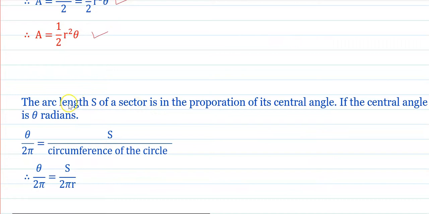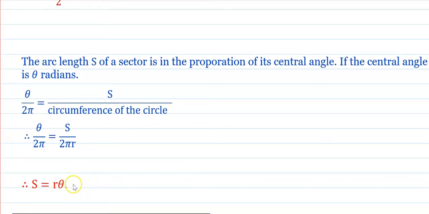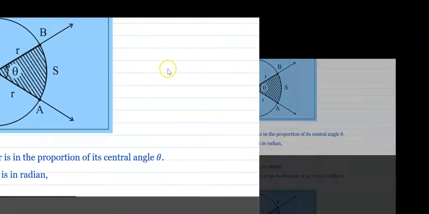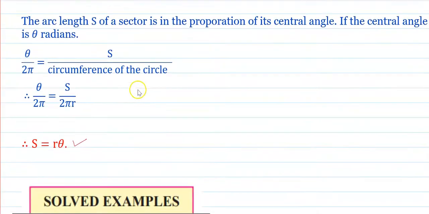Next, the arc length capital S of a sector is in proportion to its central angle. If the central angle is theta in radian, theta upon 2 pi is equal to S upon circumference of the circle. Therefore, theta upon 2 pi is equal to S upon 2 pi r, and hence you will get the length of arc AB is equal to r into theta. With these two formulas, we will solve the solved examples.